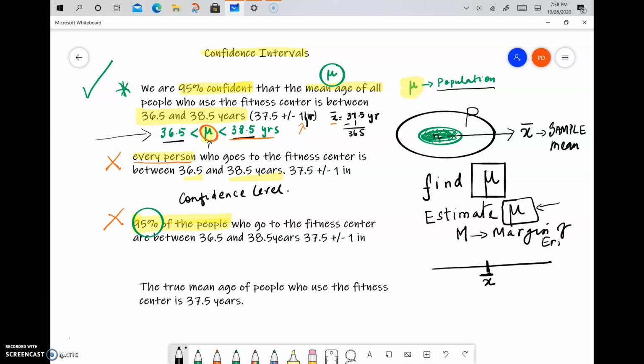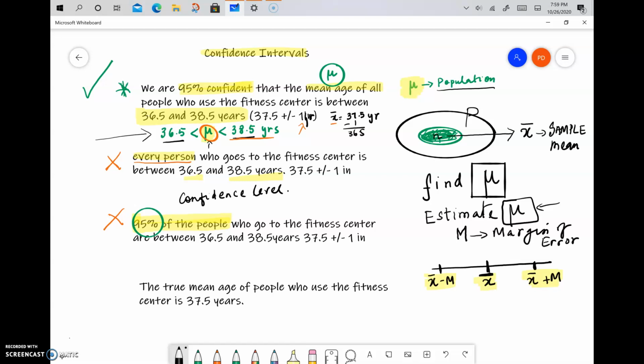Once we calculate the margin of error, we take x bar and subtract the margin of error, so we get a number smaller than x bar, to the left of it on the number line. We add the margin of error, which is a number, and get something larger than x bar, on the right of x bar. So x bar sits in the middle, x bar minus M on the left, x bar plus M on the right.